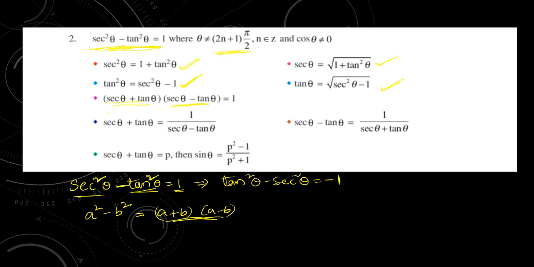Now when I want only secant theta plus tan theta, then I can write it as 1 by (secant theta minus tan theta). The same way, secant theta minus tan theta I can write as 1 by (secant theta plus tan theta), right? So based on the requirement, whichever formula is applicable, you can directly apply.